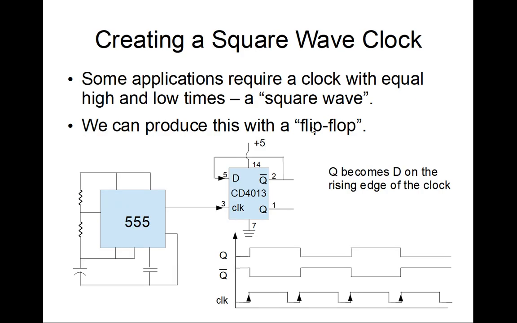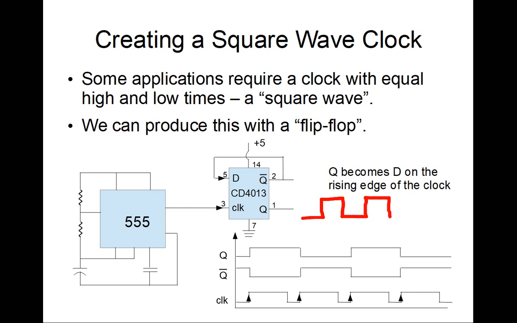Okay, so let's create a square wave clock. Now what we found is that this will have a downtime that's relatively small and an uptime that's relatively low. So it's going to look like this coming out of the 555. What we'd like is for the downtime to be the same as the uptime, etc. So we'd like to have what's called a square wave clock.